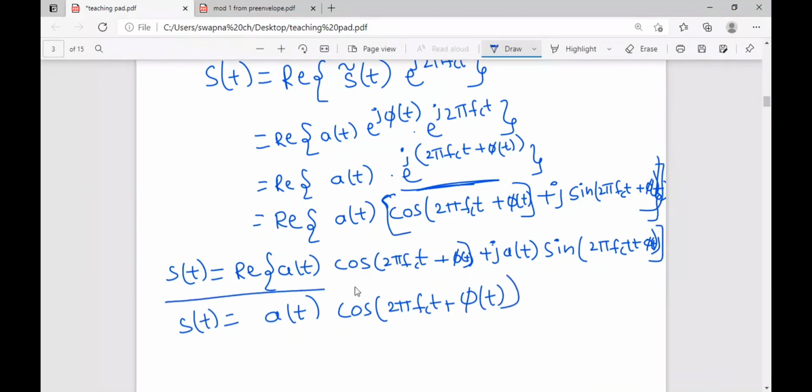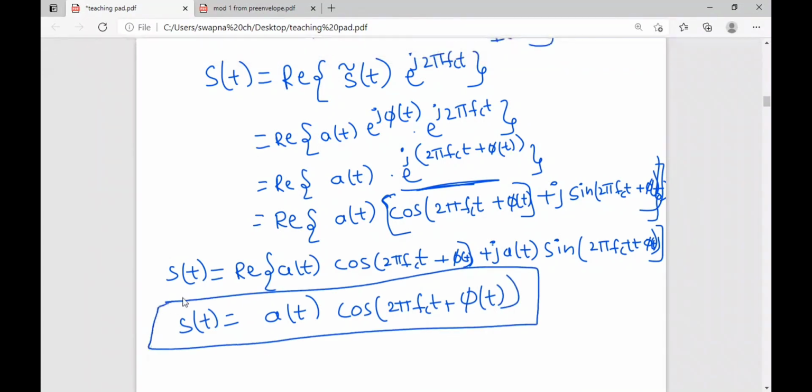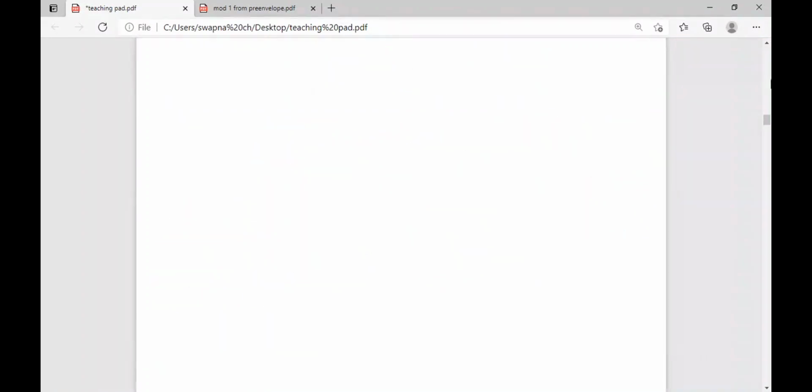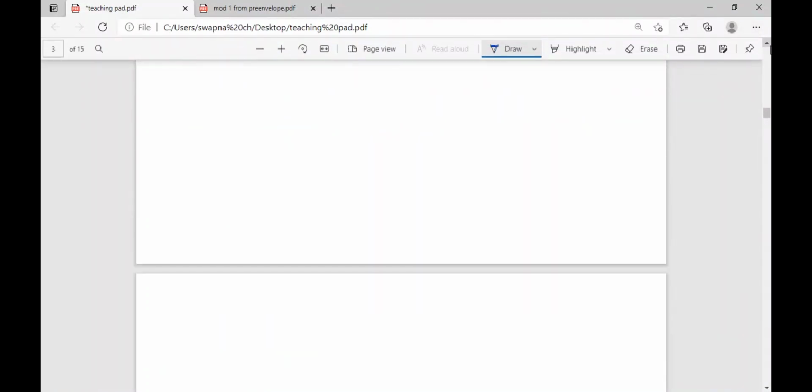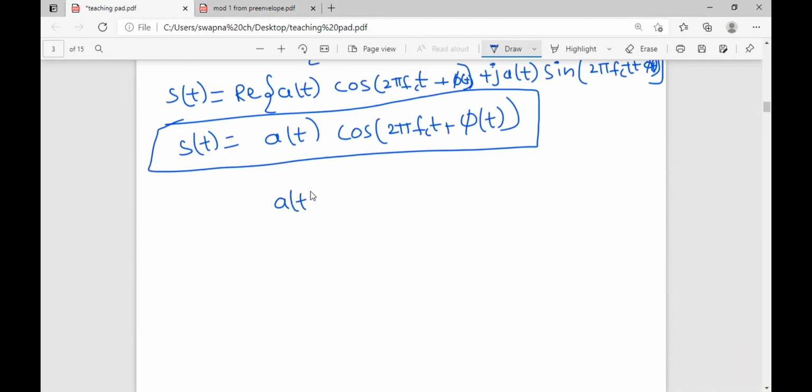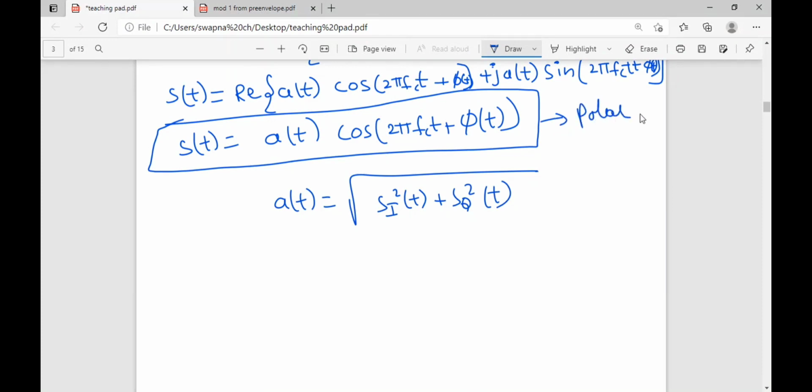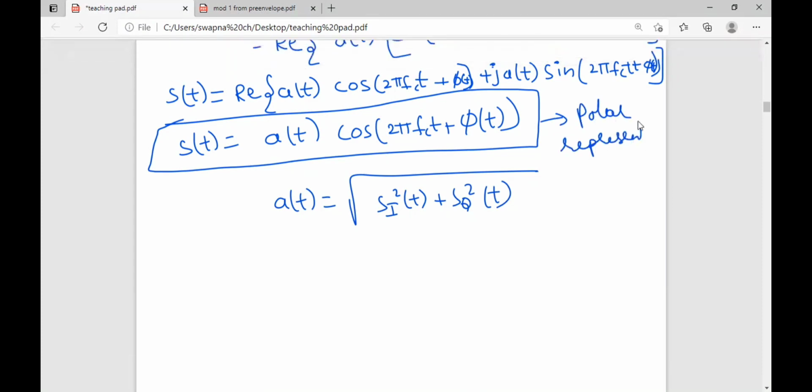So this is the polar representation of the band pass signal, where a of t and phi of t are real valued functions. And a of t is nothing but root of s I square of t plus s Q square of t. So this is the polar representation of band pass signal, band pass signal, not filter.